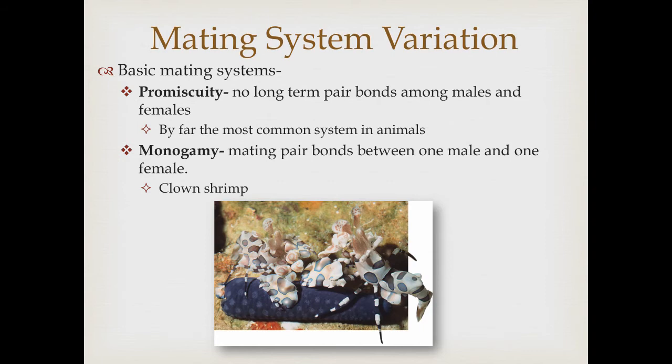Monogamy is a pair bond between one male and one female. Monogamy has been best studied and is most common in birds, but here's another example of this. Clown shrimps are monogamous, so that at least for one mating season, males and females will stay together.